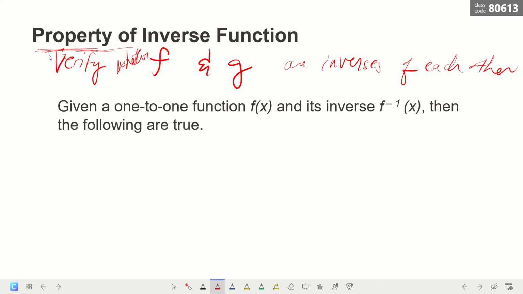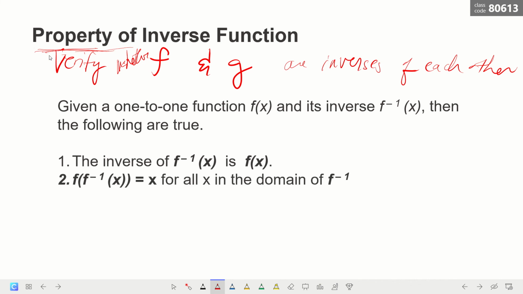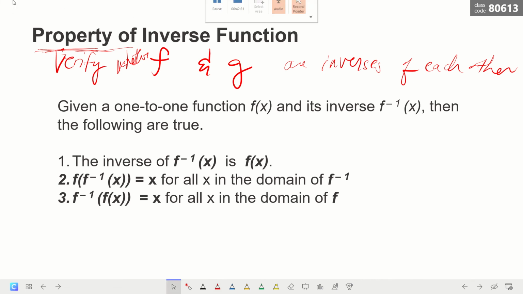So, given a 1-to-1 function, f of x and its inverse, f negative 1 of x, then the following are true. Number 1, the inverse of f raised to negative 1 of x is f of x. Number 2, f composed of f raised to negative 1 of x is equal to x for all x in the domain of f raised to negative 1. And then f raised to negative 1 of f of x is equal to x for all x in the domain of f. So, kung nakikita nyo, nakakalito yung definition niya.